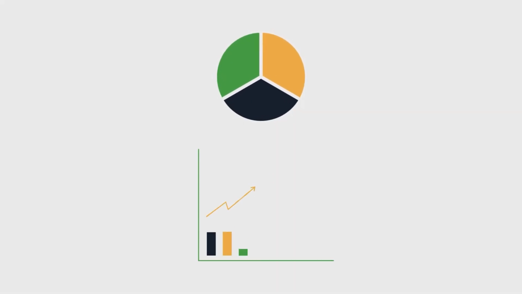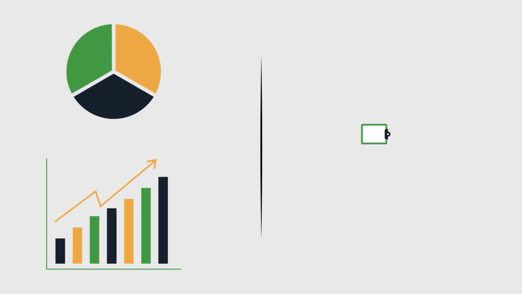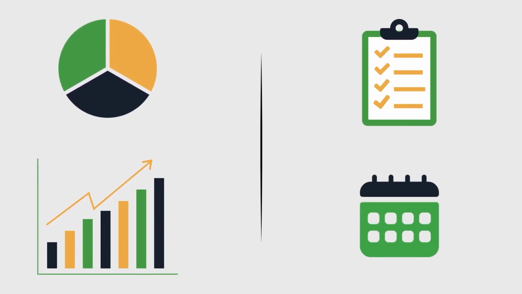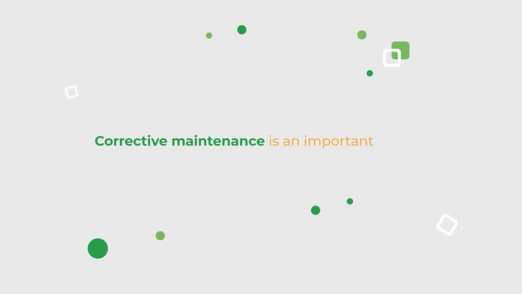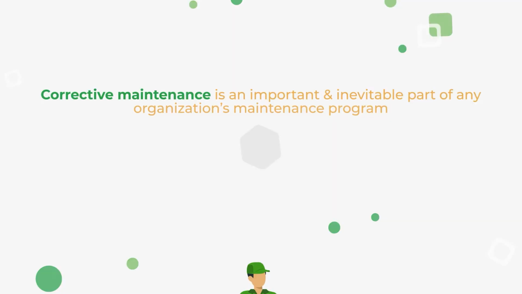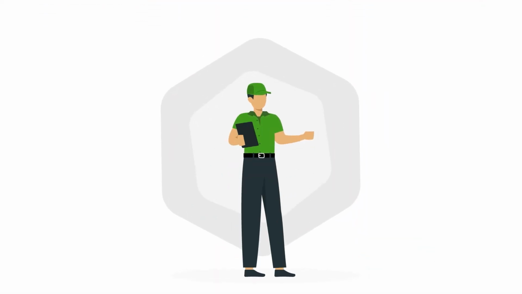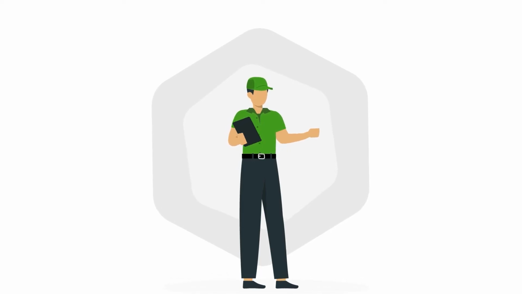Tracking these distinctions and the amount of maintenance work that falls into each category can help maintenance teams identify patterns and plan for future corrective maintenance. Corrective maintenance is an important and inevitable part of any organization's maintenance program. Knowing how to plan for it can help ensure you have the resources available when the need for corrective maintenance arises.